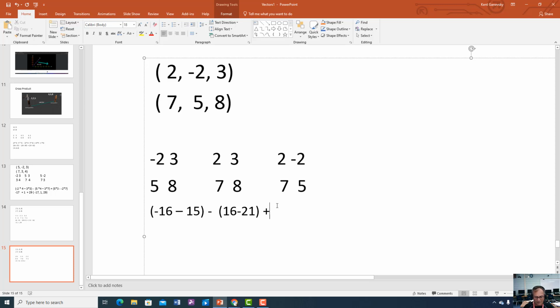So 2 times 5 is 10, minus, but they're all minus inside this part here. 2 times 10 is 5. Negative 2 times 7 is negative 14.